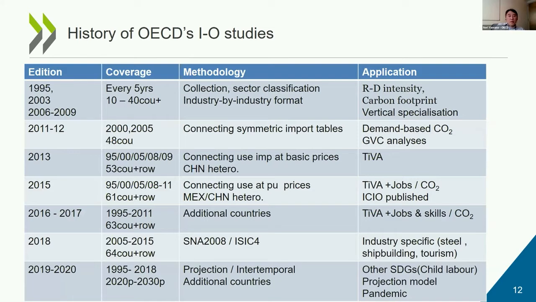So we developed the input-output databases, but we also do some analytical applications with them. Recently, in the last two years, we are doing some sustainable development goal issues such as child labor, carbon footprint, and inequalities. We also have some applications on a projection model and a little bit on COVID pandemic impact analysis. Of course, the main application here is to use this ICIO model to estimate globalization indicators such as TIVA indicators and jobs embodied in trade flows.